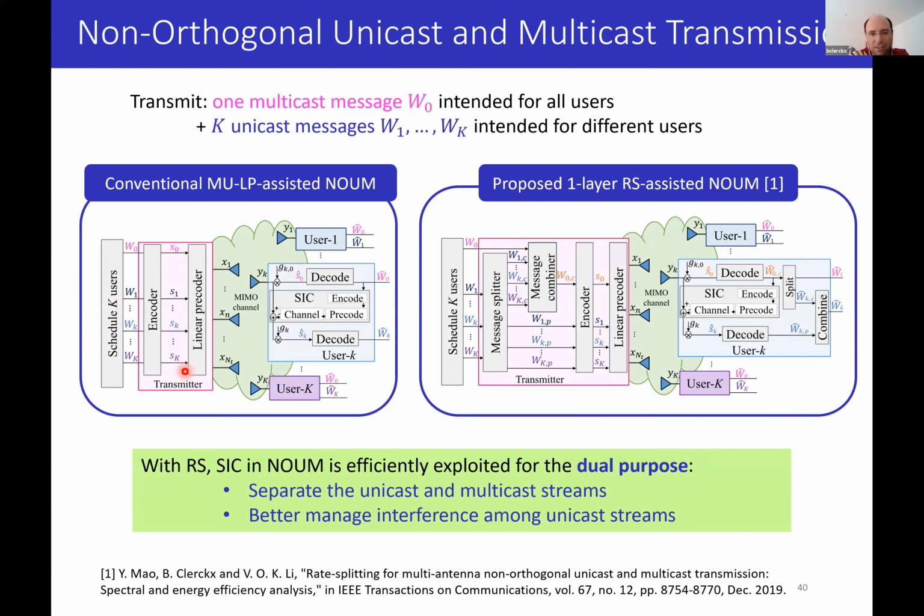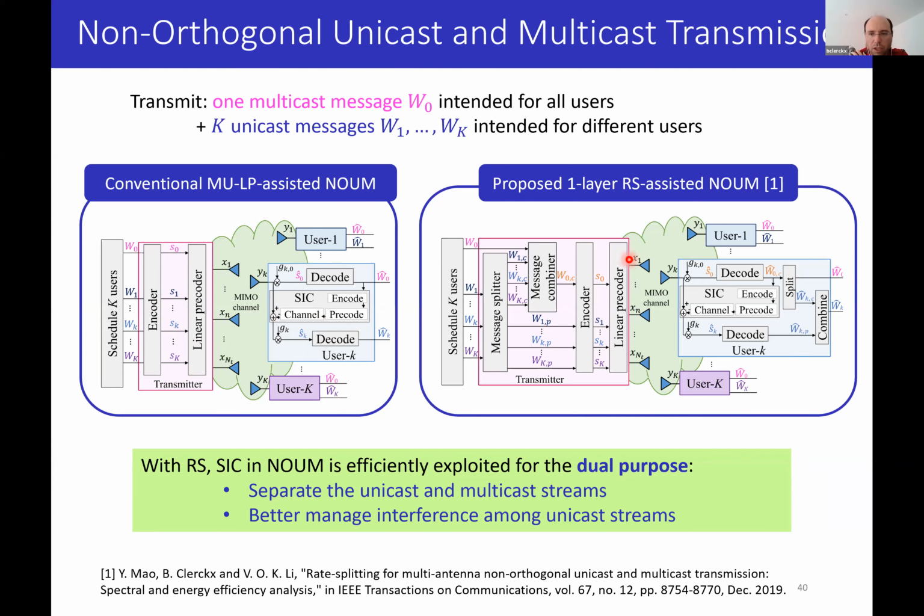So you need one SIC to manage the interference between the unicast and the multicast. Now you can do something better. If you have one SIC already, why not use it more efficiently for the dual purpose of separating unicasts from multicast, but also managing the interference between the unicast streams.